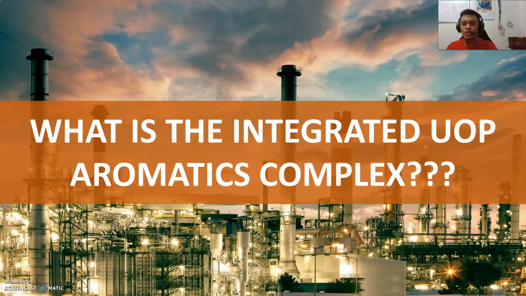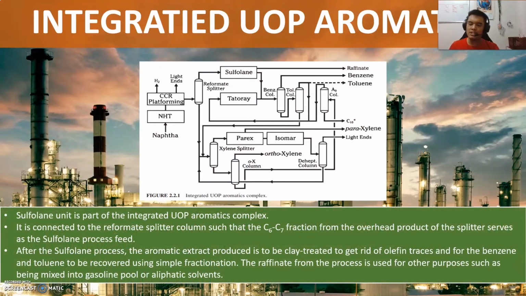The next question on your mind is, why do we need to discuss the sulfolane process in the first place? It's because of the integrated UOP Aromatics Complex. This complex is the set of combined chemical processes that helps convert naphtha, which is a crude oil product obtained from the petroleum industry, into different types of petrochemicals such as benzene, toluene, and other hydrocarbons. And the sulfolane unit is one of these chemical processes integrated in the UOP Aromatics Complex.